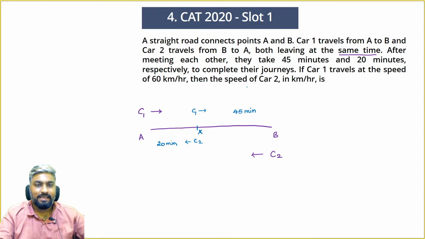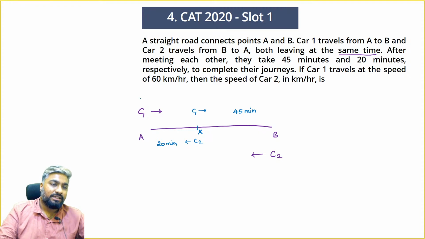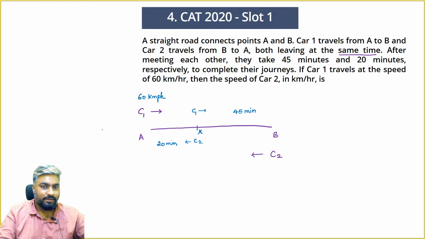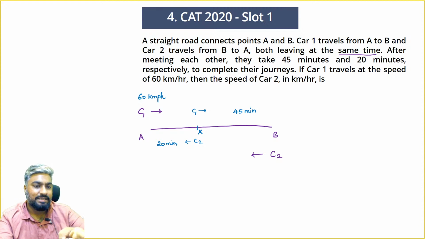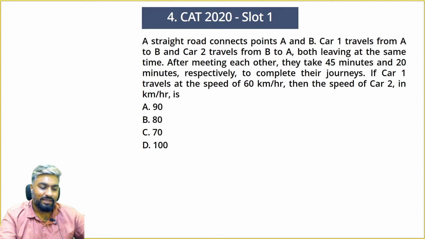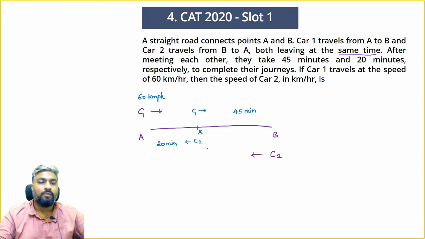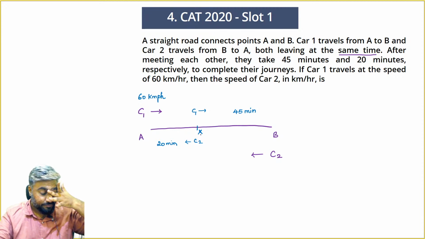Now what are they saying? They're saying that if car 1 travels at a speed of 60 kilometers per hour, they're asking what is the speed of car 2. For this question, we can always use answer choices. Answer choices are given, we can definitely use this. But there's a small issue with the answer choices, that we'll have to try out the entire thing. So instead what we do is we go with the values again. Let's go with the values, shall we, guys?